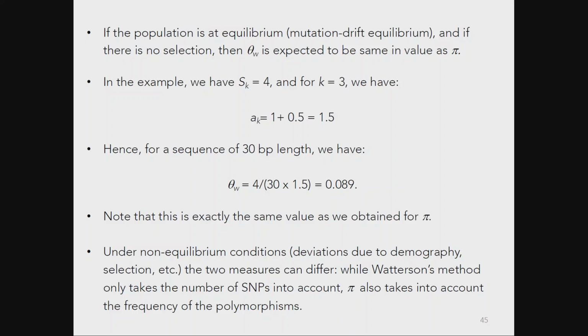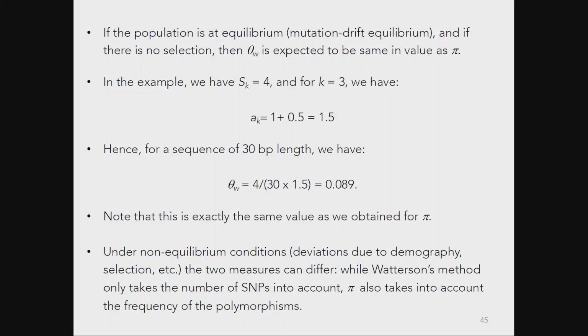If things are in what we call mutation-drift equilibrium and in the absence of selection, then we have two independent measures and they should agree with each other, zeta Watterson and pi. But under non-equilibrium conditions, which can also be neutral, for example when the population shrinks or grows, we might still be in a neutral situation without any selection. There might be deviations due to demographic forces like bottlenecks or population expansion, or non-equilibrium conditions could also be when selection is acting.